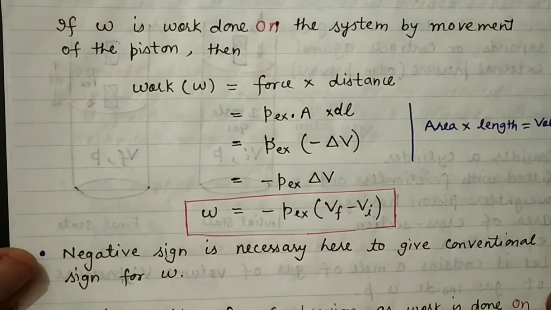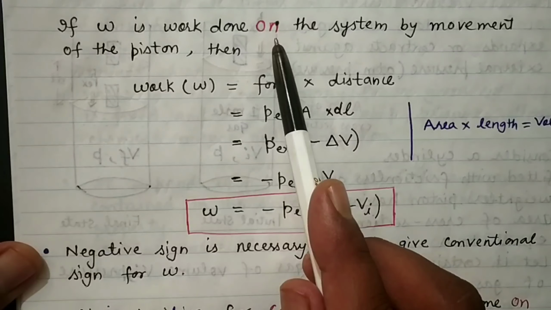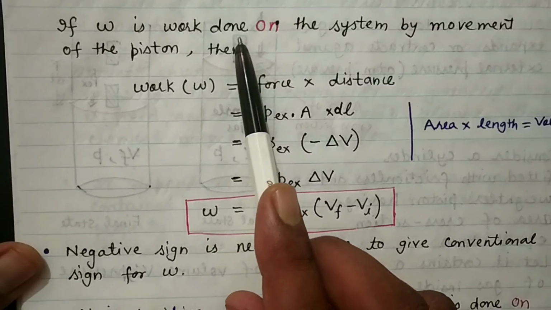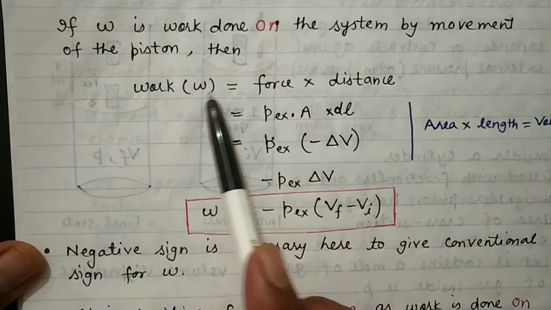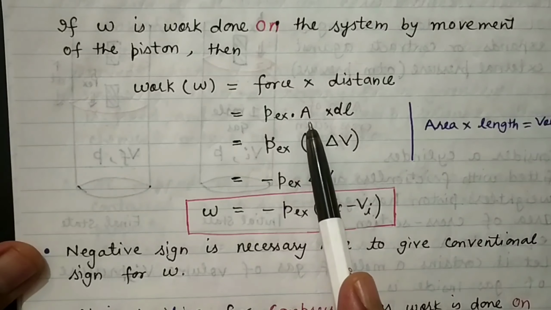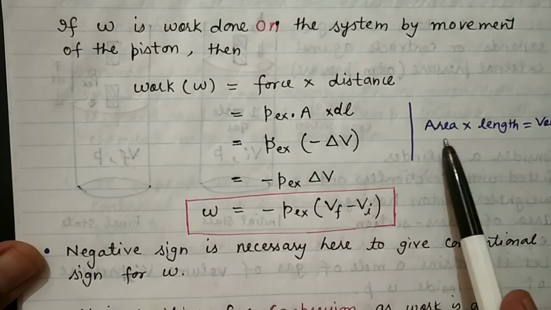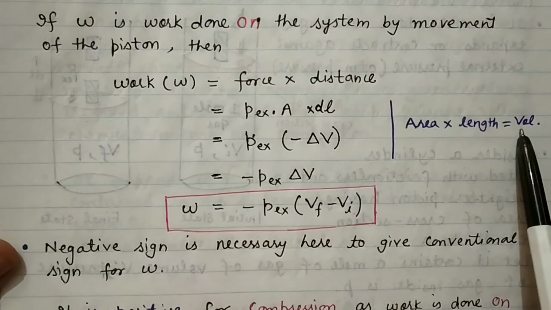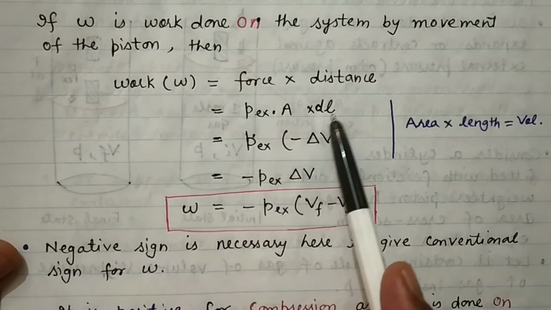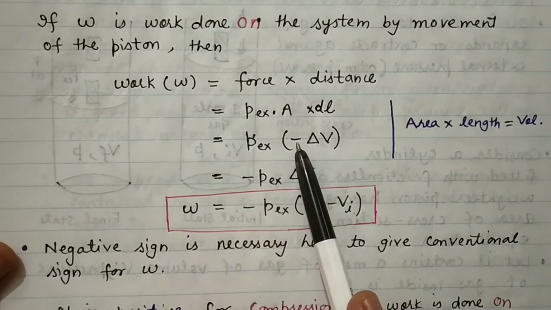Now if W is the work done on the system by the movement of the piston, then work done is equal to force times distance. Force, we have calculated, is P external times A. Distance is a small distance, that is dl. And as we know, area times length is what? Volume. So one can write area times length as delta V. And here we have written a minus sign.